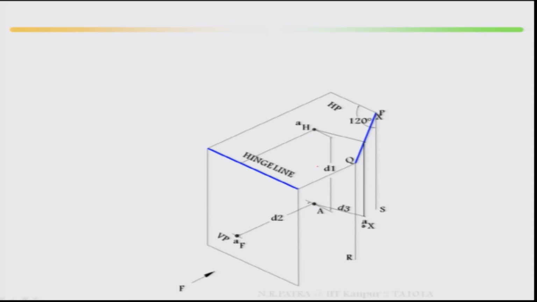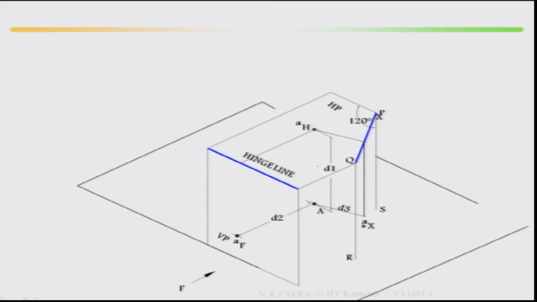Now, look here, this is your hinge line. With respect to the hinge line, this point is located at a distance D, and at distances D2 and D3. How does your auxiliary plane come into the picture? This distance from the hinge line to here is nothing but the distance from here to the opposite end. What is the distance?